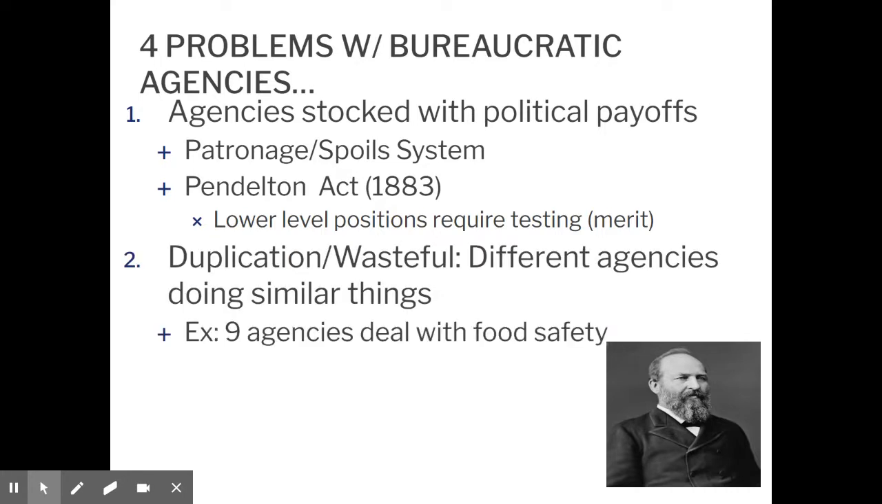Another issue with these agencies is that they're wasteful. Too many of these government agencies essentially do the same thing, and the government as a whole is just wasting money by having three or four different agencies all in some capacity deal with the same idea. For example, there are 9 different government agencies that all have a hand in dealing with food safety. Critics of the bureaucracy would say that's ridiculous. Why not eliminate some of those agencies and just have one or two that deal with the same topic? Another one: unhealthy competition.